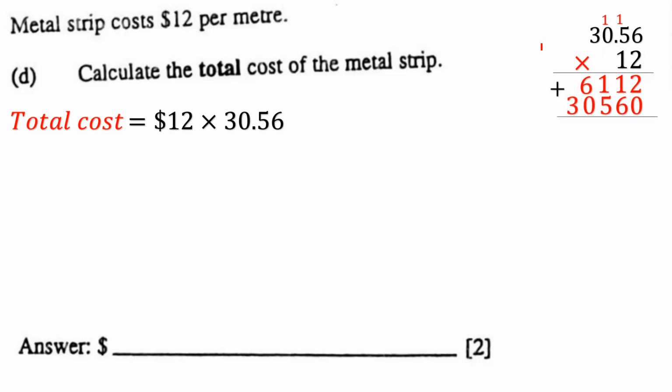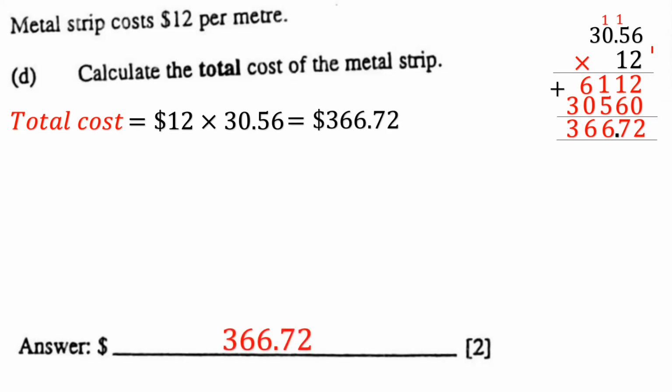We add them all together. 2 plus 0 is going to be what? 2. 6 plus 1 is 7. 1 plus 5 is 6. And 6 plus 0 is 6. And 3 plus 0 is 3. And so we have $366.72. That's going to be our answer when we multiply 12 by 30.56.